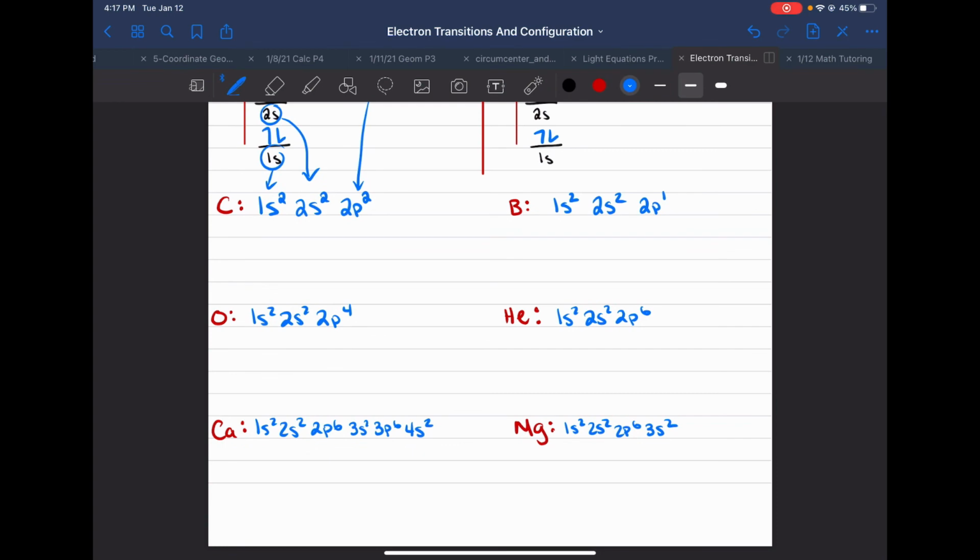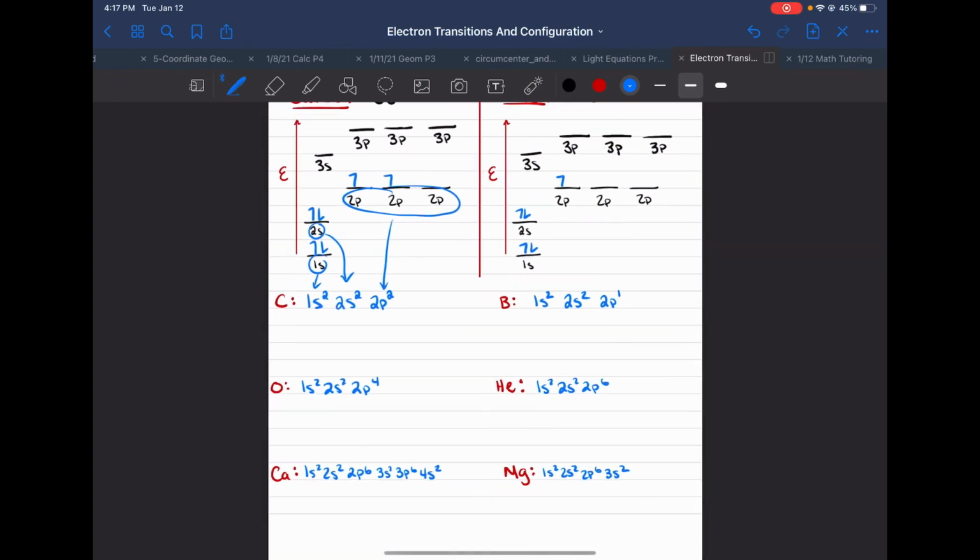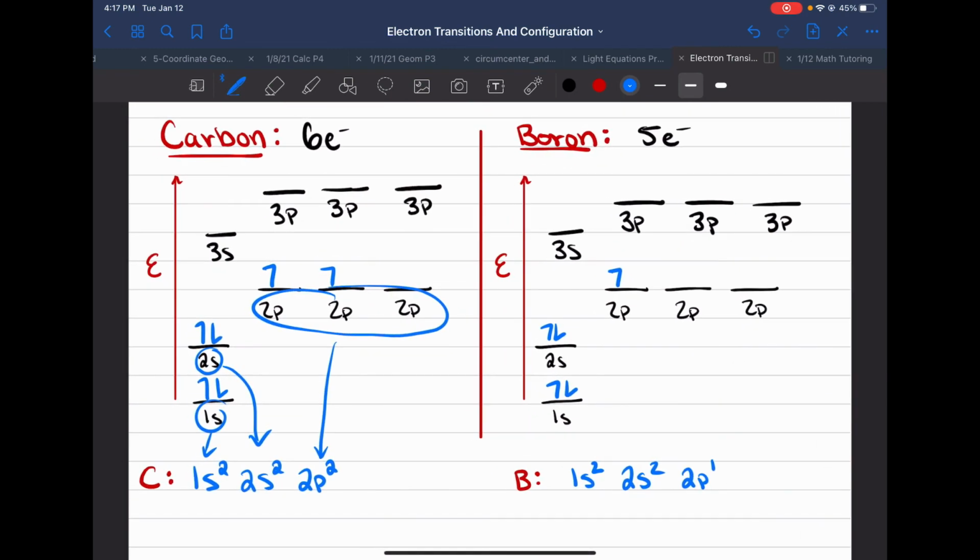Okay, magnesium. Magnesium would be 1s2, 2s2, 2p6, 3s2. All right, so these are how the electrons are configured in each of these elements. In the next video, we will talk about how these configurations even occur. Why does it happen this way? And we'll talk about the relative energies of the different orbitals and things like that.